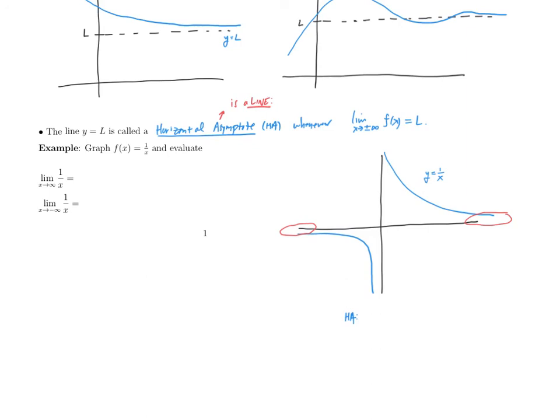So as we approach infinity, 1 over x has outputs that are arbitrarily small. As we approach minus infinity, it has outputs that are arbitrarily small and negative. So it's approaching 0 from below. That gives us a single horizontal asymptote, the line y equals 0.